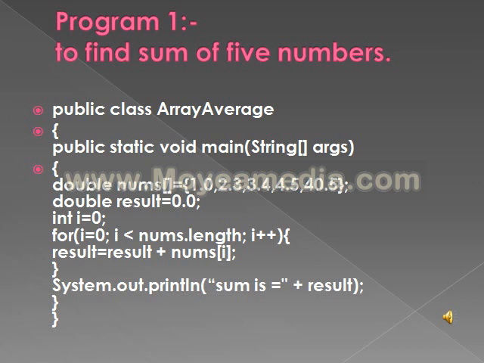So now look at the for loop. i is equal to 0, 0 is less than 5, condition is true.